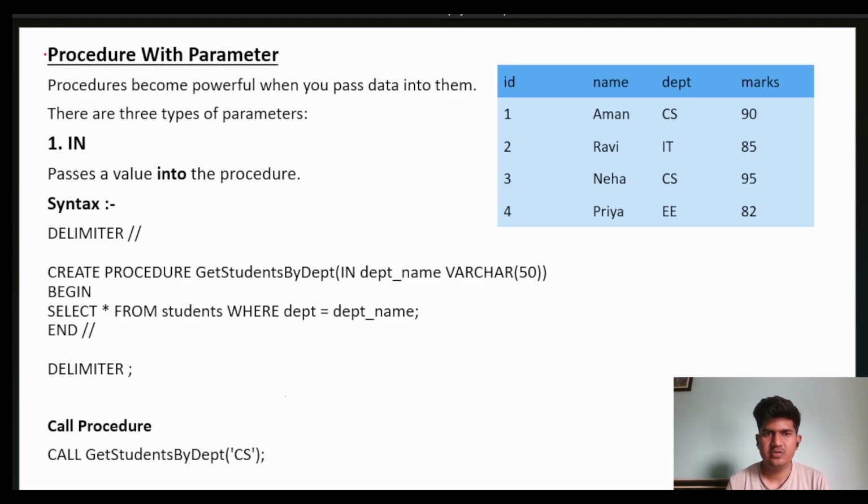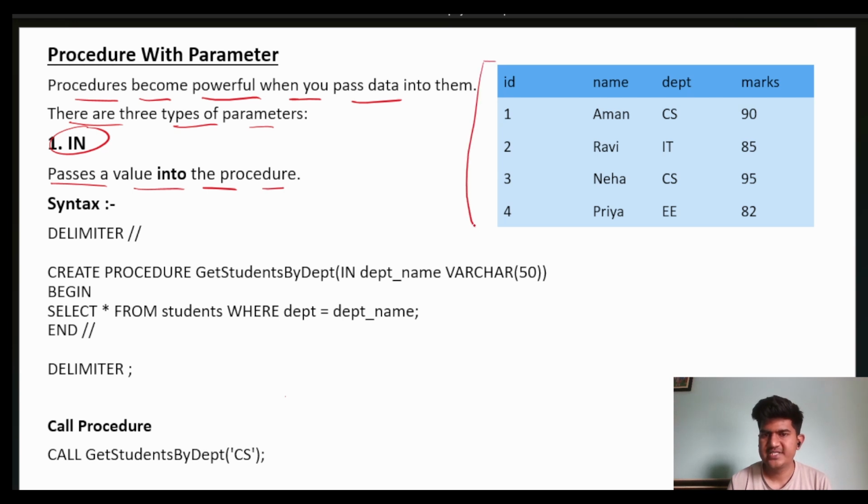Now let's see how we can use the stored procedure with parameters. We can enhance the functionality of procedures when we pass parameters into them. There are three types of parameters. First one is IN. It means passing the value into the procedure.